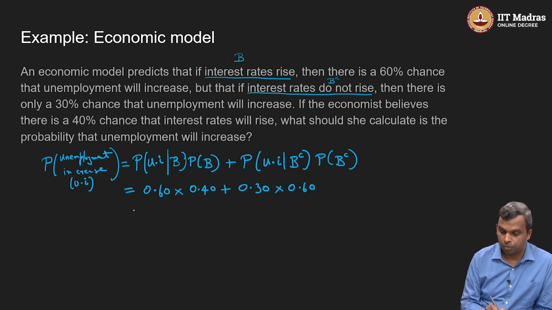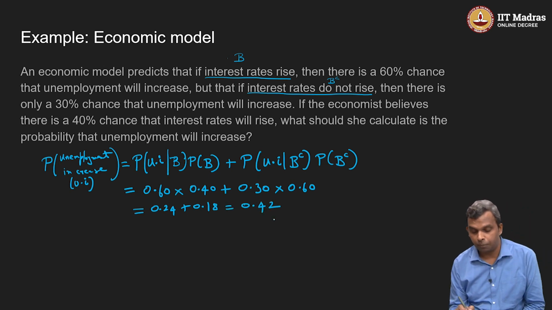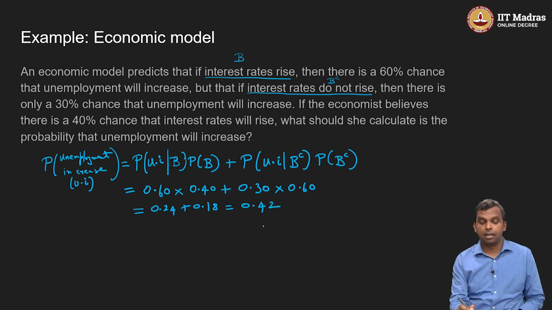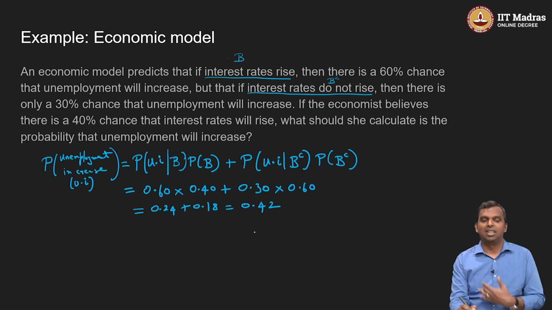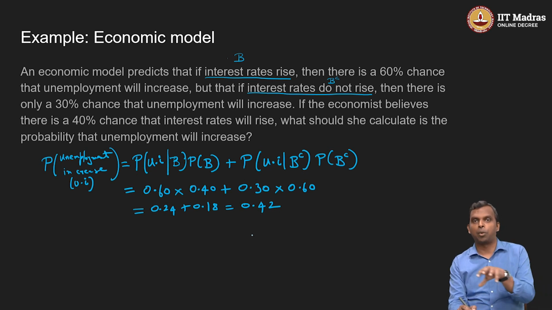After this it is just arithmetic. I have 0.24 plus 0.18, which adds up to 0.42. So there is a 42% chance overall that unemployment will increase, whatever happens to the interest rate. That is a simple calculation. You can see how the law of total probability is very useful, very simple. It gives you one more easy way to keep increasing the events for which you can calculate probabilities.